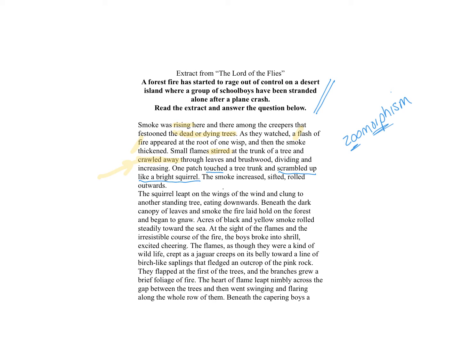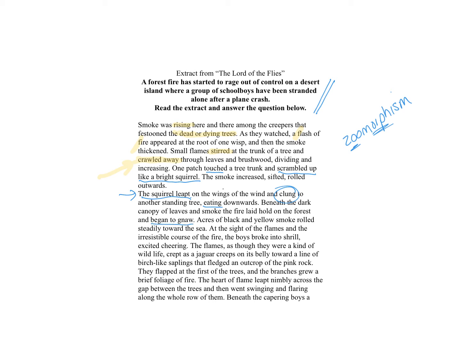It then moves into being a metaphor. Okay, the squirrel leapt. And it clings. Think about the connotations of cling, or past tense clung. If you cling to something, you won't let go. Okay, there's an idea of almost desperately wanting to have it. It's eating, right? Consuming. It's greedy. Beneath the dark canopy of leaves, the fire laid hold on the forest and began to gnaw.